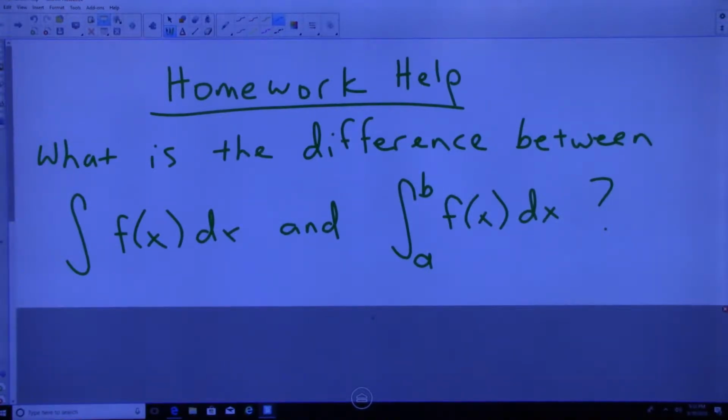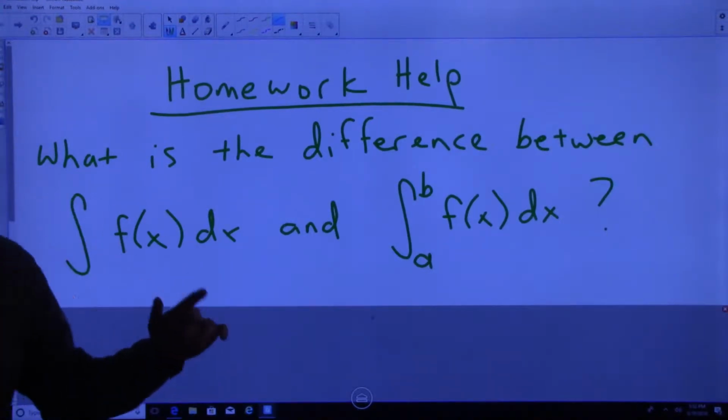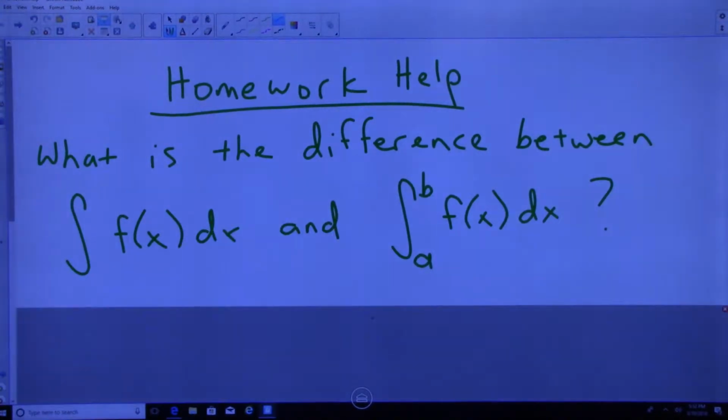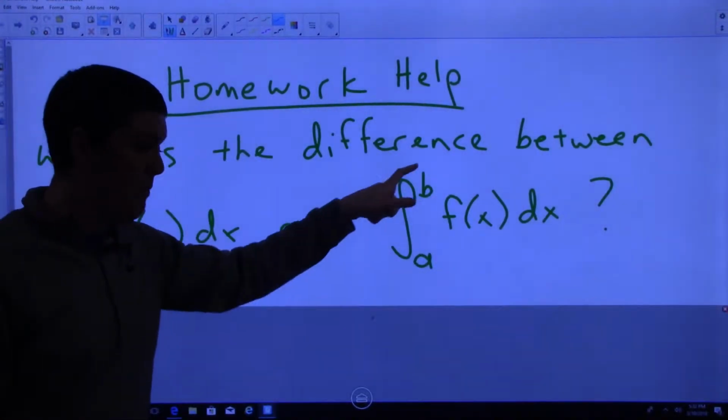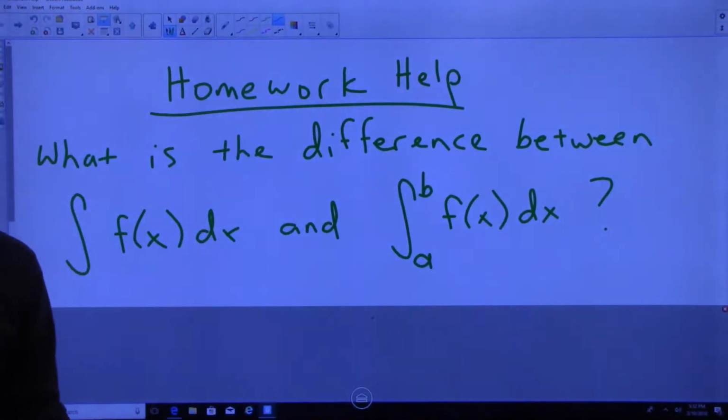This is something I missed and wanted to go over in that last video, but just didn't think about. So let's think about this. What is the difference between just the normal integral of f of x dx and the integral from a to b of f of x dx? Let me explain this.